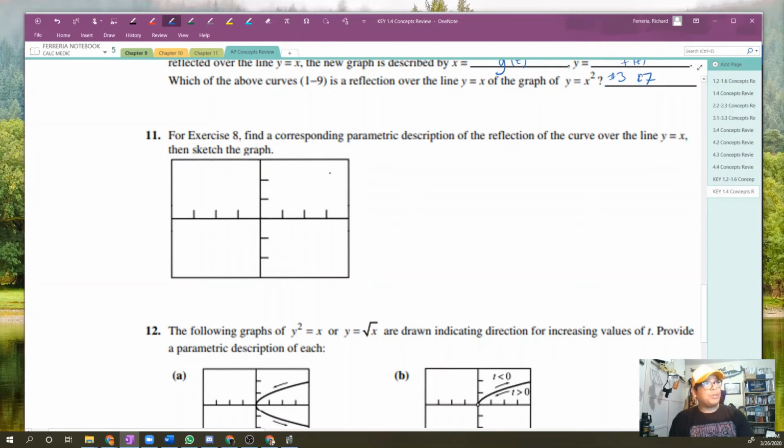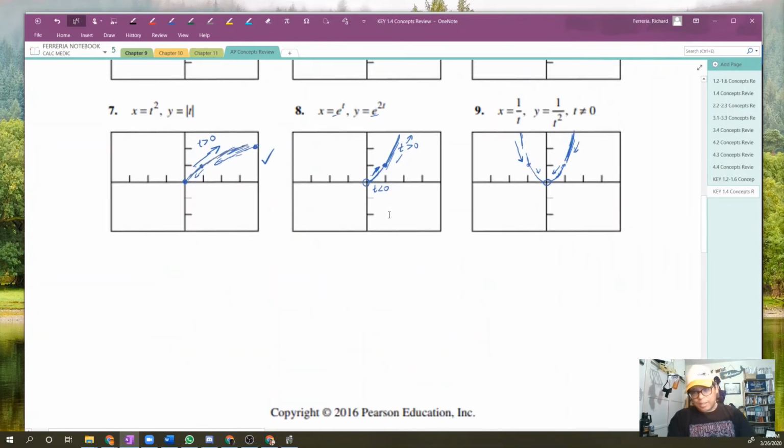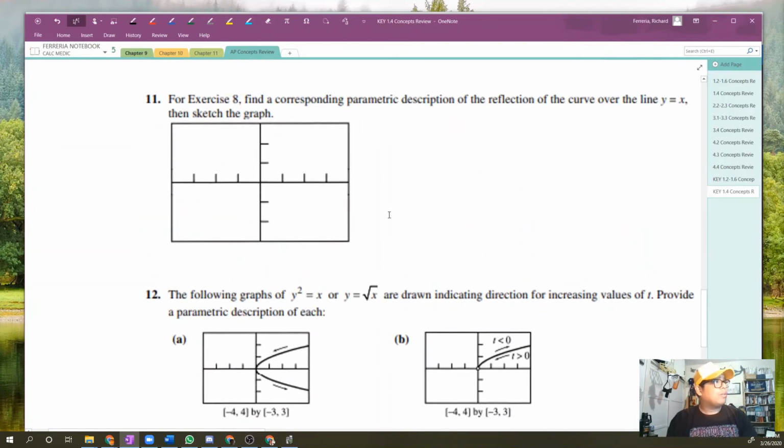For question 11, we're supposed to take the curve from number 8 and reflect it around the line y is equal to x. So let's remember what that curve looked like on exercise 8. It looks like just the right half of a parabola. I'll do this in pencil so that if we desired, we could erase it later, and I think I'm not doing a great parabola job here. Yeah, it's good enough. Let's reflect that around the line y equals x.